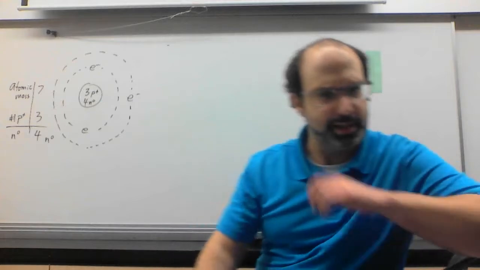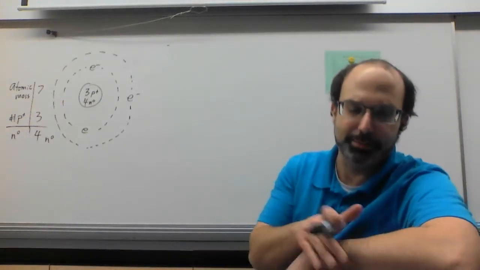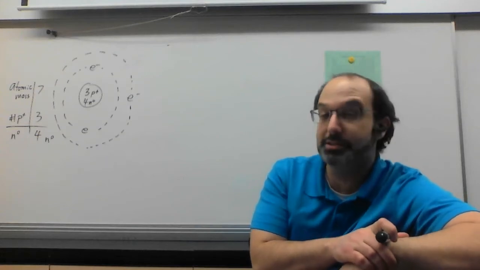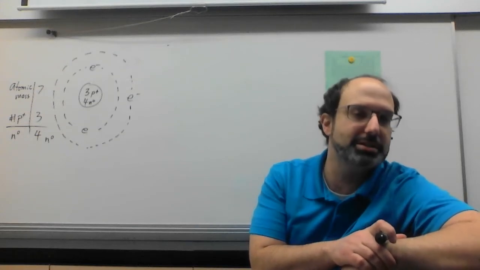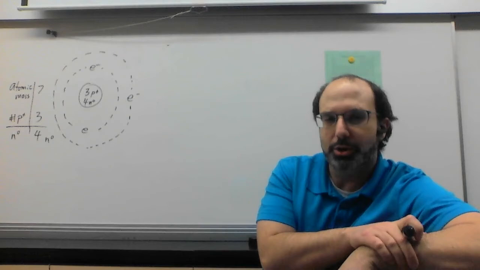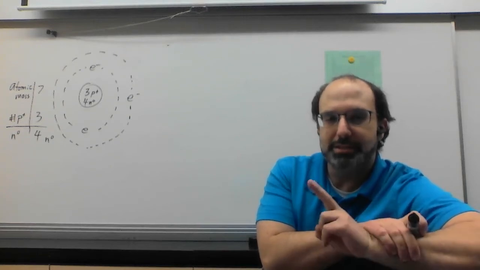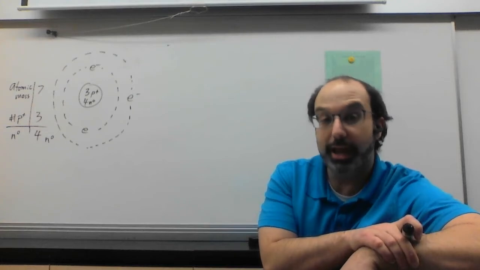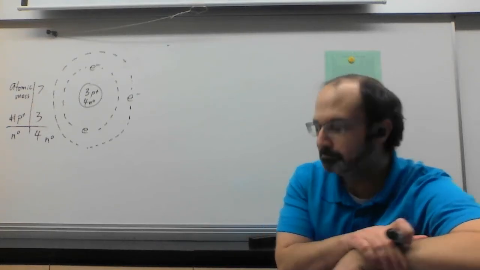There are rules here. Now, these rules are not just made up. They're not arbitrary. We didn't just decide, oh, well, the first shell can only hold 2. We discovered through trial and error and a lot of experiments that the first shell only holds 2 electrons. The second shell, however, does not. The second shell holds 8 electrons.